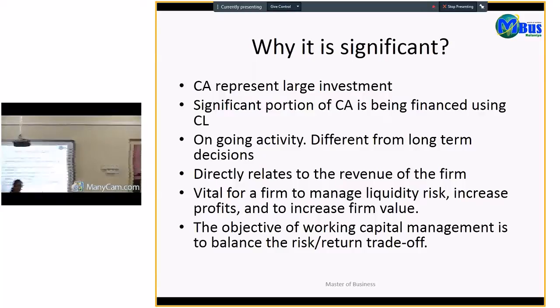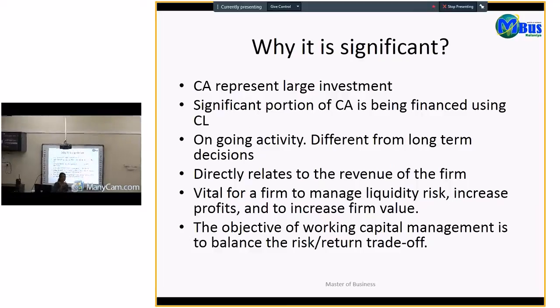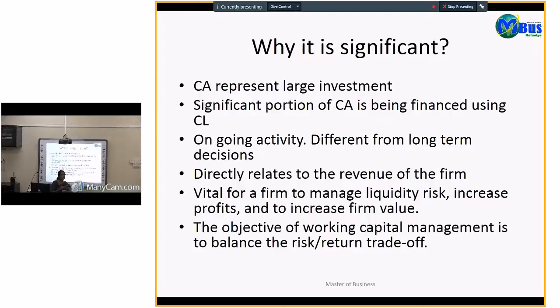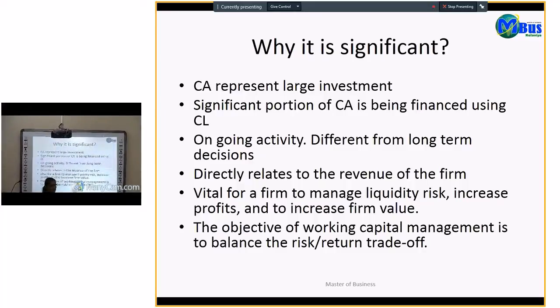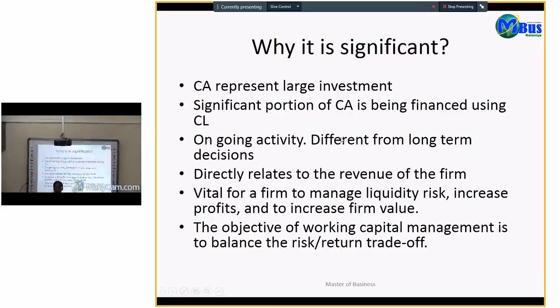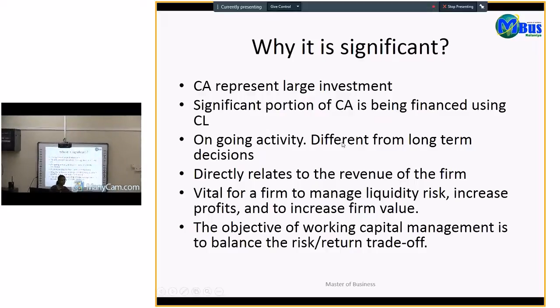This is an ongoing activity. Once you purchase a fixed asset, that is finished. You can take a rest. But when you manage the short-term liabilities and assets, you have to do it every single day, right? In order to meet the day-to-day operations, you have to manage your current assets and current liabilities effectively. Otherwise, it will not support the ultimate objective achievement of the organization.